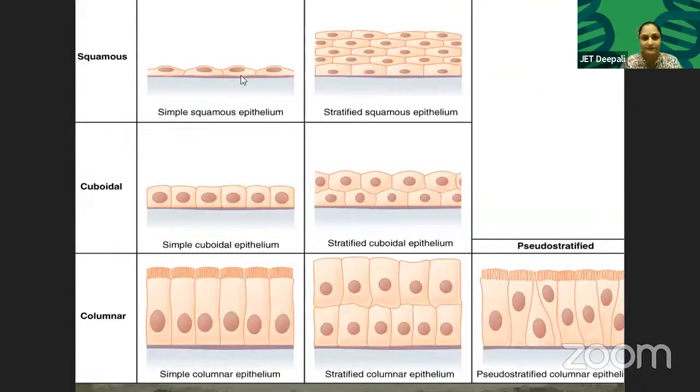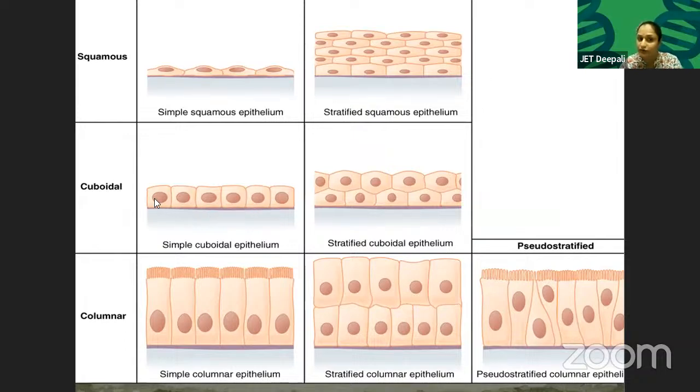Now this is the example. See here, these are squamous epithelium. All are flattened cells. Squeezed, like someone has squeezed the cuboidal tissues and squamous is formed. So these are squamous. This is simple. And if more than one layer is present, then it is called stratified squamous epithelium.